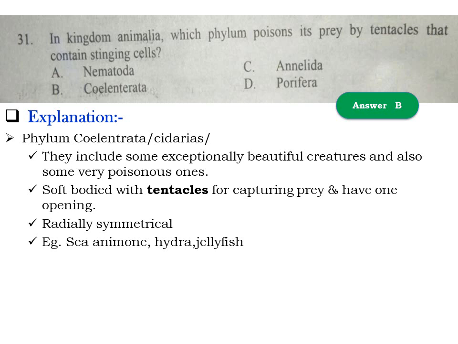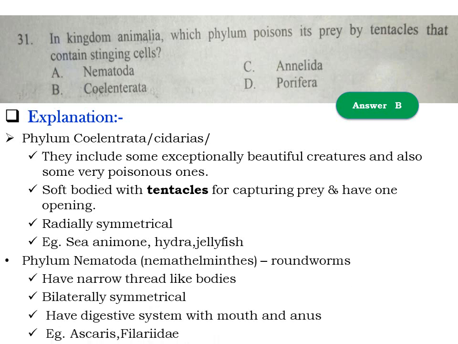So the answer is B, correctly. Phylum Nematoda are the roundworms. They have a thread-like body and are bilaterally symmetrical. They have a digestive system with mouth and anus. Ascaris and Filaria are examples.